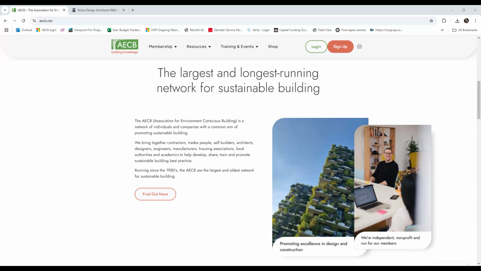Hello everyone. I'm Adam. I'm a trustee of the AECB, but I also coordinate the local group in Yorkshire. Probably half of you on this call might be in the AECB or be associated with it. We're the largest and longest running network for sustainable building in the UK. We were set up in the 80s, and we're very much a member organisation. We exist for members to share knowledge, to promote best practice, to be a network. I think Michael's demonstrated really well the power of sharing your learnings, and that's what we're all about in the AECB.